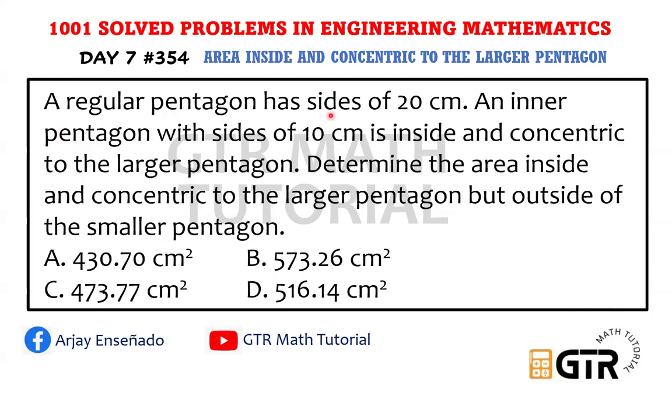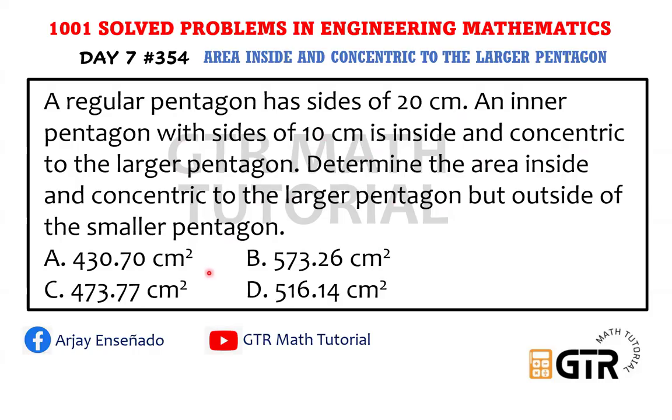A regular pentagon has sides of 20 centimeters. An inner pentagon with sides of 10 centimeters is inside and concentric to the larger pentagon. Determine the area inside and concentric to the larger pentagon but outside of the smaller pentagon. So pause the video and try to answer.